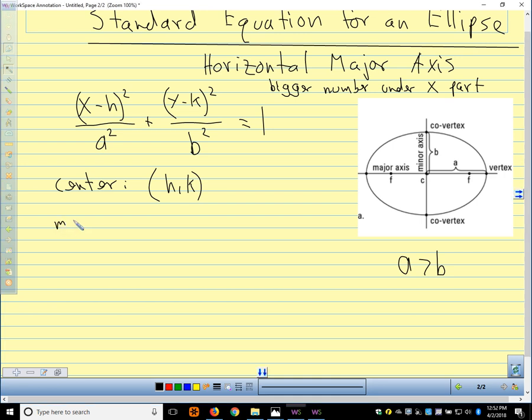Our major axis. Well, this piece is a, this piece is a. So the length of the major axis is 2a. The minor axis. This piece is b, this piece is b. So the minor axis is 2b units long.